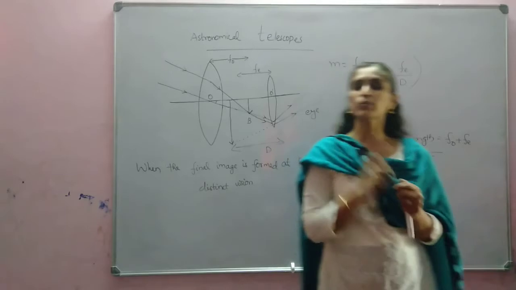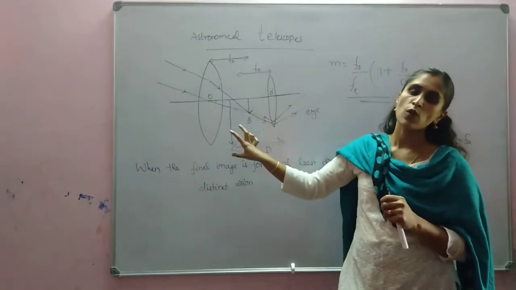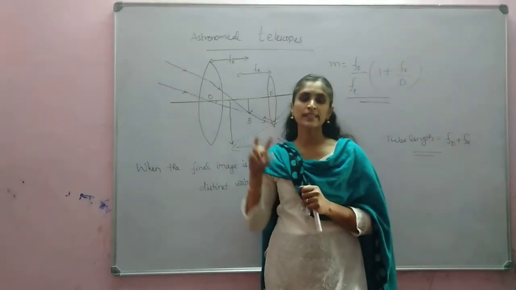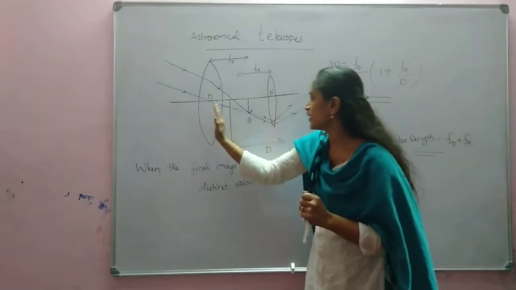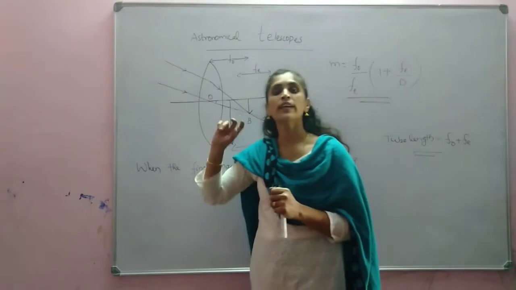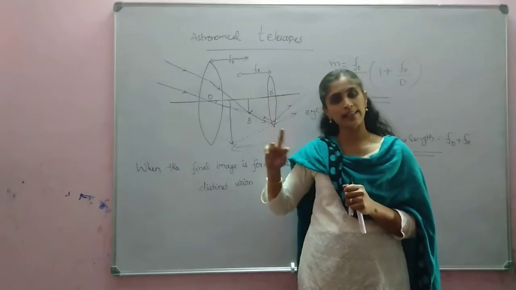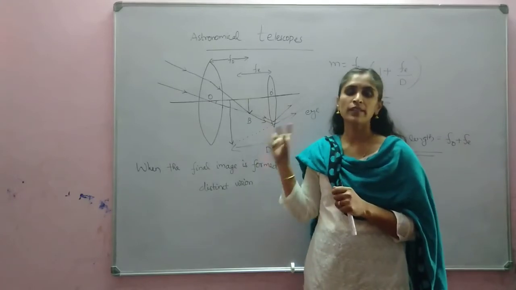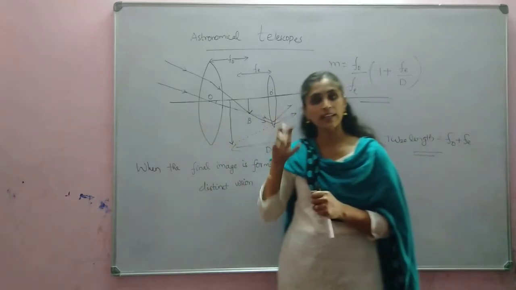We have to use one more lens in between the objective and eyepiece. What's the speciality of that lens? That lens will form an erect image. Clear? The image produced by the objective will be exactly at the 2f of the erecting lens, so the erecting lens will form the image exactly at the 2f on the other side, so that the final image we get is erect. So in between the objective and eyepiece we use an erecting lens.